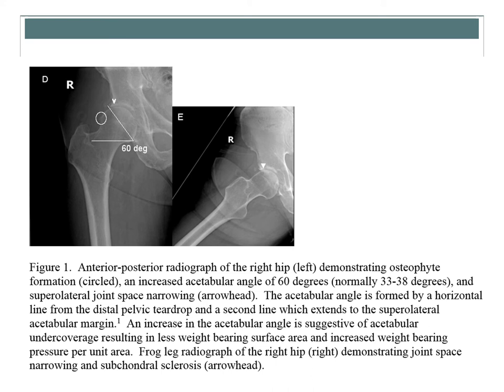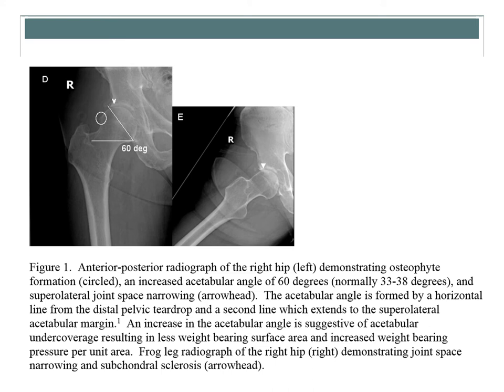The other concern on this particular film was they went ahead and measured the acetabular angle, which really tells you whether or not you're dealing with undercoverage of the acetabulum with respect to the femoral head. Undercoverage would be consistent with developmental dysplasia of the hip, congenital dysplasia of the hip.